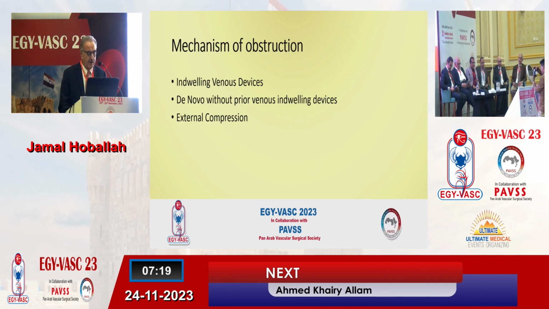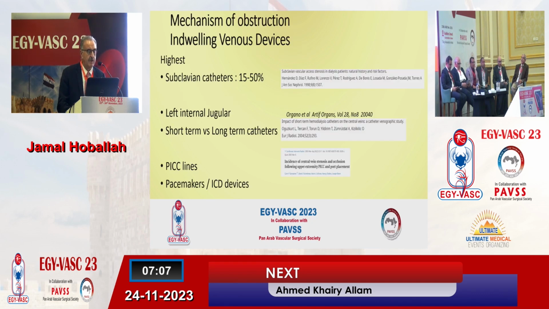So the mechanism of obstruction typically can be related to reaction to the indwelling venous devices. It can also occur without any prior indwelling devices and can occur due to external compression. Now, regarding the indwelling devices, having a long-term catheter in the subclavian is associated with some of the highest incidence of this pathology, followed by internal jugular. Clearly, using a short-term dialysis catheter longer than needed is associated with increased risk of developing such pathology.